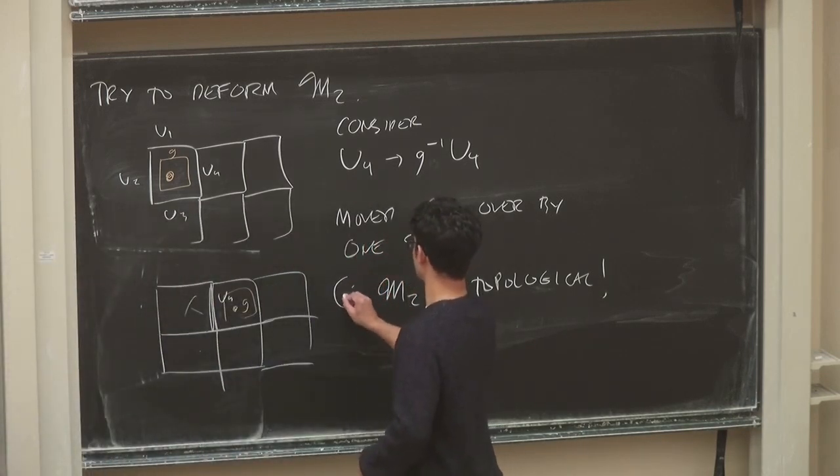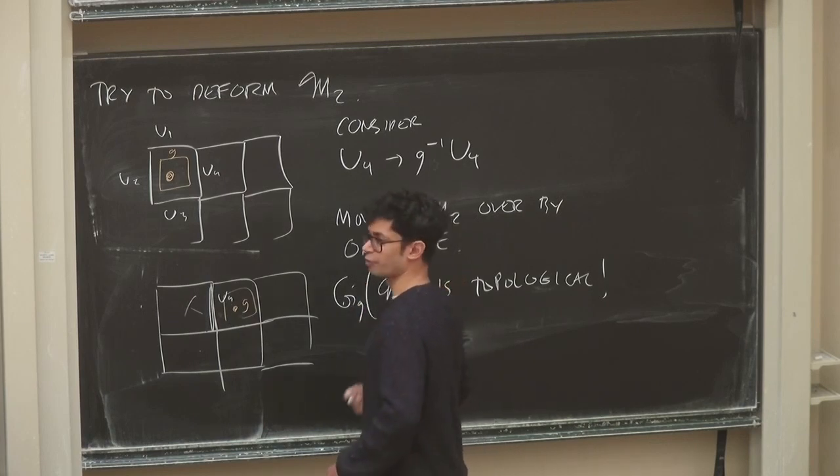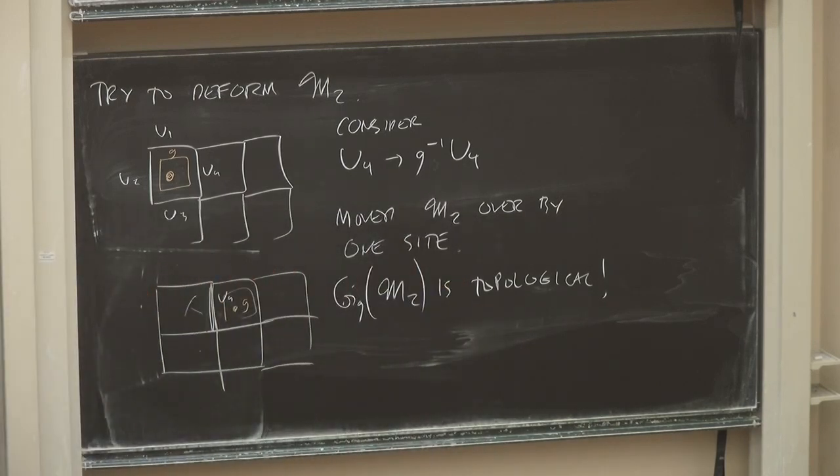Therefore, sorry, it's not M2 that's topological. The Gukov-Witten surface operator is topological. Okay, that's the end. Whew. Is everyone happy with this? Everyone believe me that this works?